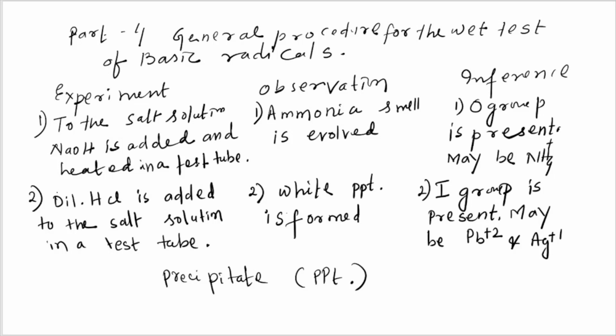So, the general procedure for the wet test for basic radicals. How will we proceed? You know there are 2 tests: one is the dry test, the other is the wet test. The dry test is finished. Then the wet test has a group reagent for the different groups. You are adding something, and you will observe what happens. So let us take the 0 group.